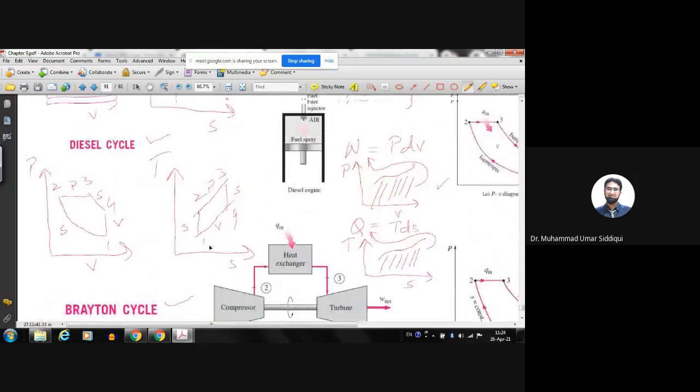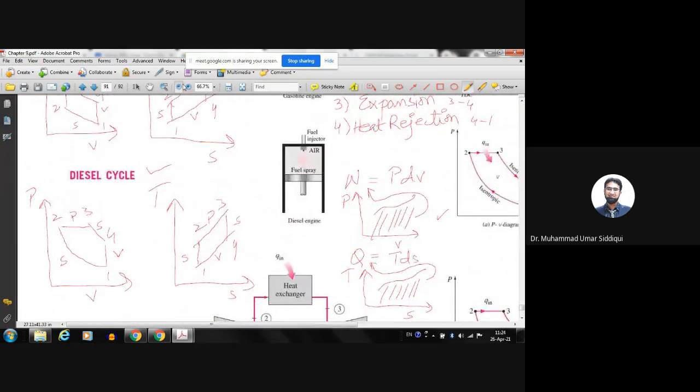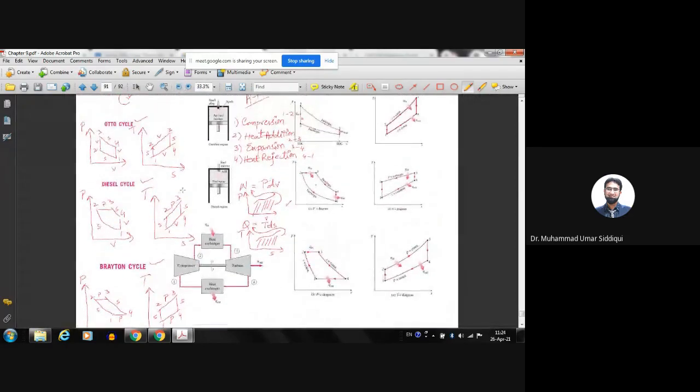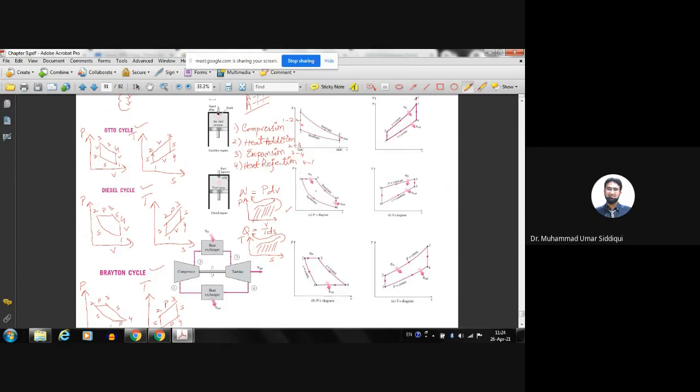So what I have shown you right now is how to draw the PV diagram and TS diagram for the three different cycles: Otto cycle, diesel cycle, Brayton cycle. And you can actually see the difference between them, what different kinds of processes are occurring, and what is the sequence of them. And these are actually drawn here as well.